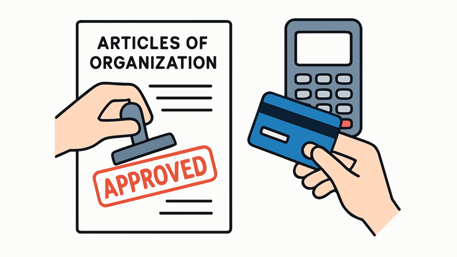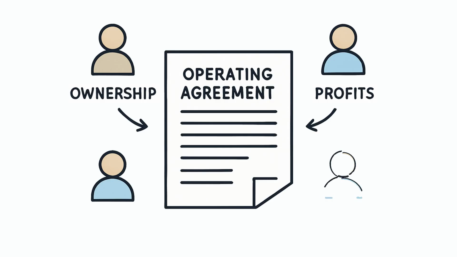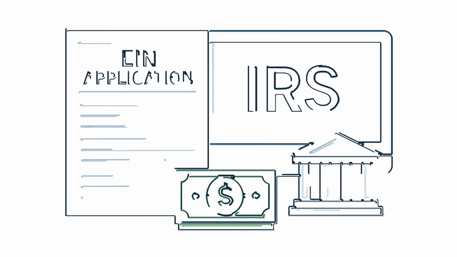Step 5. Create an operating agreement. Even if your state doesn't require it, this document is important. It explains who owns the LLC, how profits are shared, and how decisions are made. It can help prevent conflicts later.